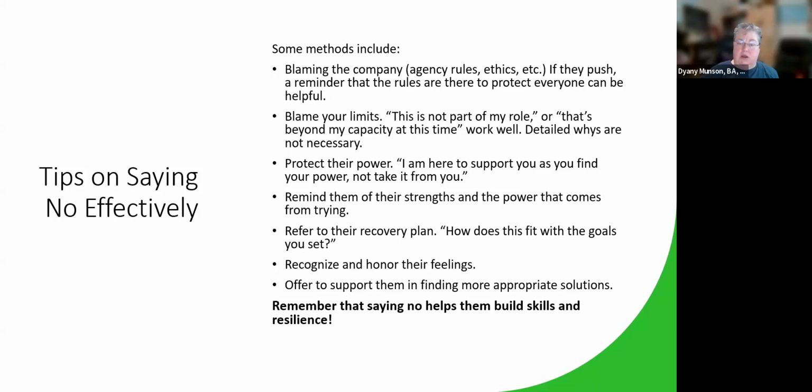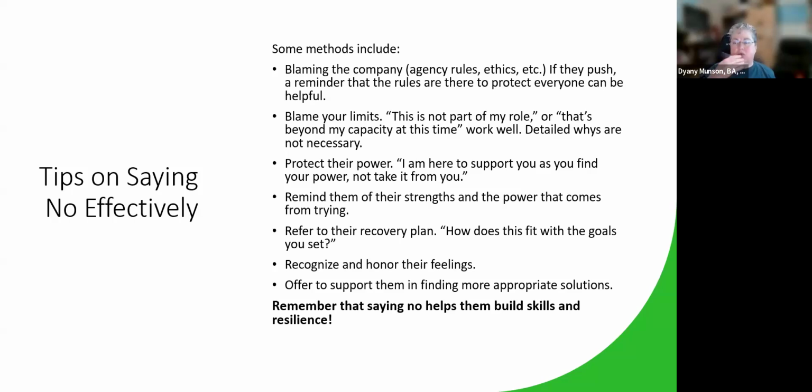Protect their power. That moves right into this one. I am here to support you as you find your power, not take it from you. If I did that for you, it would take it from you. One of the analogies I use a lot is the analogy of the gym. You go to the gym and you've got to do hard things, because hard things are the point, because hard things are how we grow. If somebody else does the work for you because it's too hard, are you going to grow? No. And they're probably not going to get any better either.